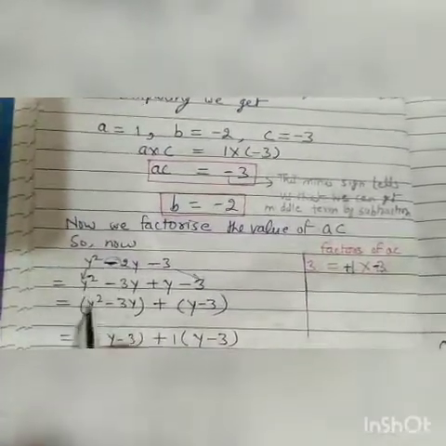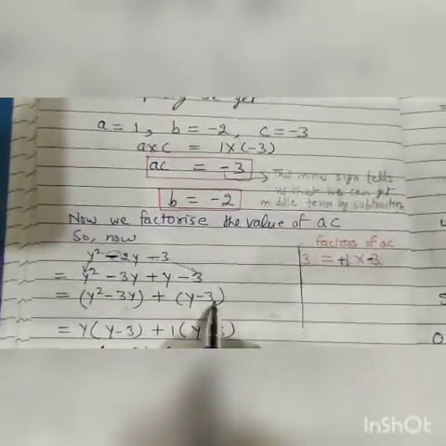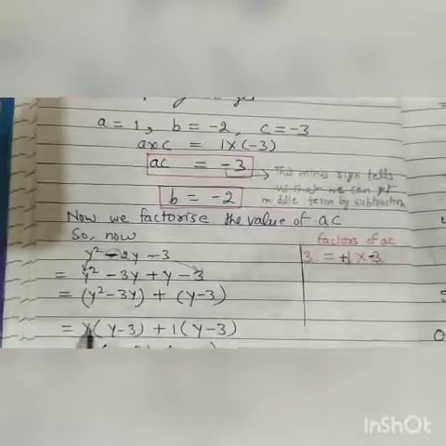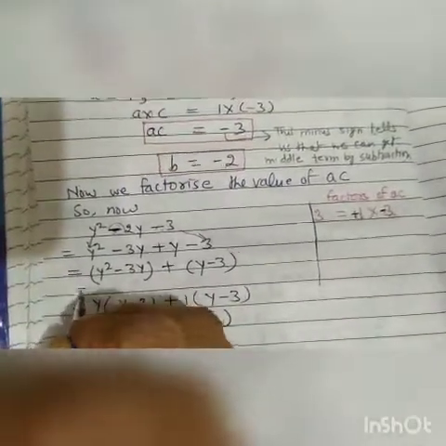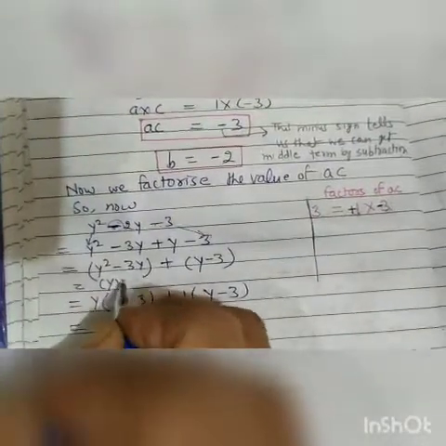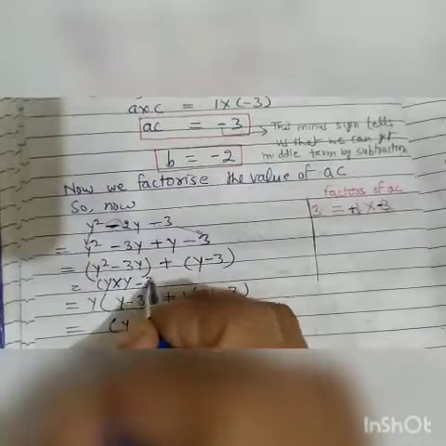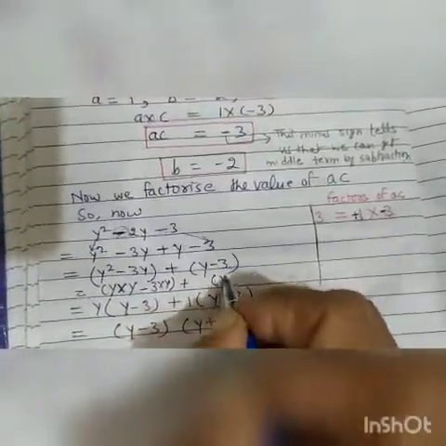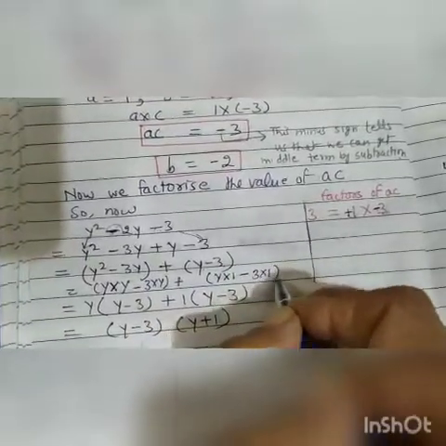Now make groups: y square minus 3y plus y minus 3. Now from the first bracket we can take common y. So see here, one more step you can write. Y square can be written as y multiply y. Y into y minus 3y can be written as 3 into y, plus y can be written as y into 1, minus 3 can be written as 3 into 1.